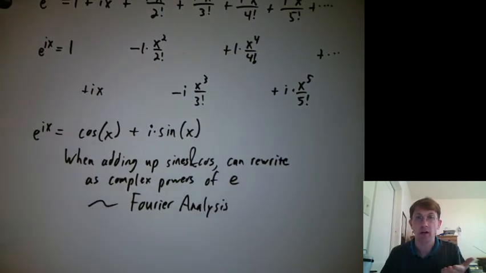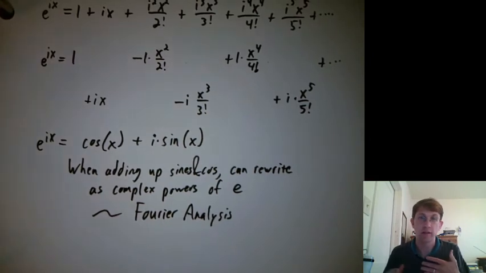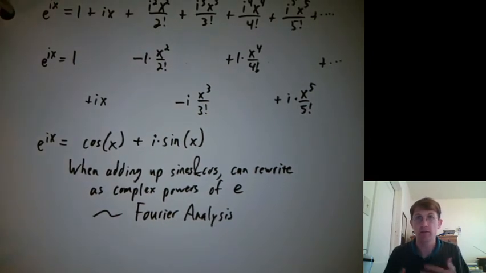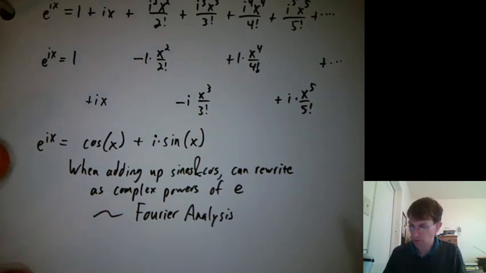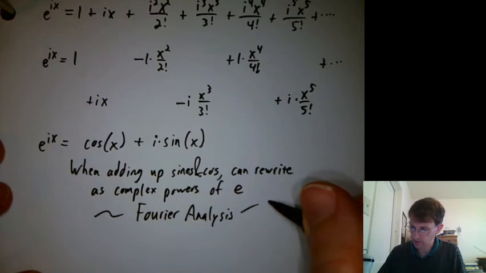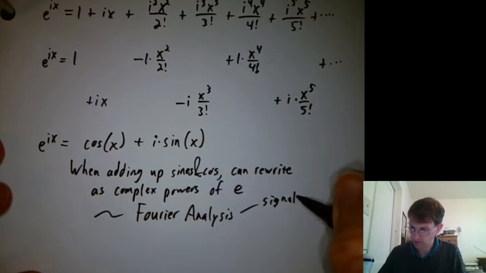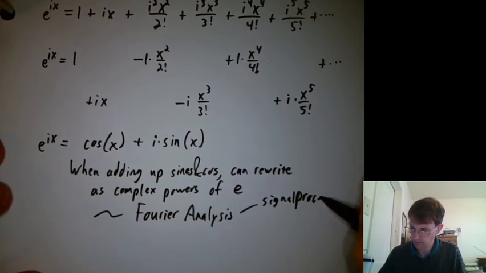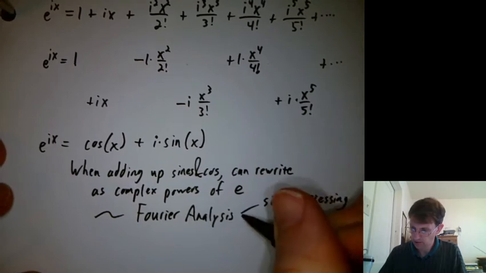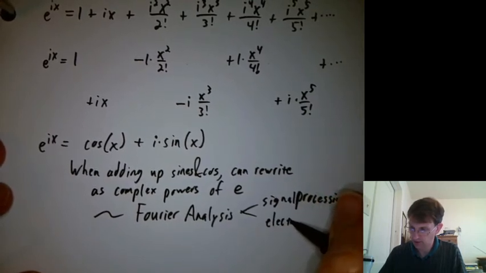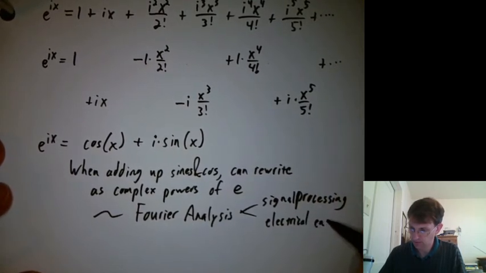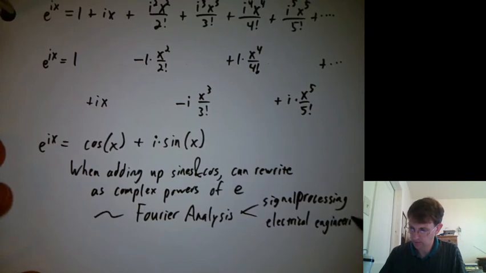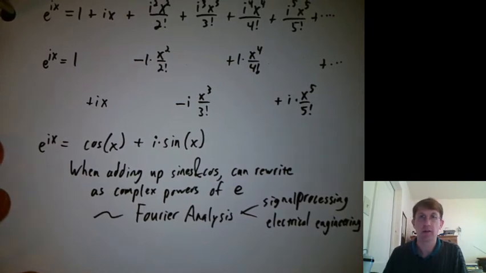Right now, all of our cell phones are doing Fourier analysis on the radio signals they receive from the cell phone towers to take out the noise, and they're doing Fourier analysis before they transmit information back. So it's used in signal processing. It's used in electrical engineering, and all kinds of other applications.